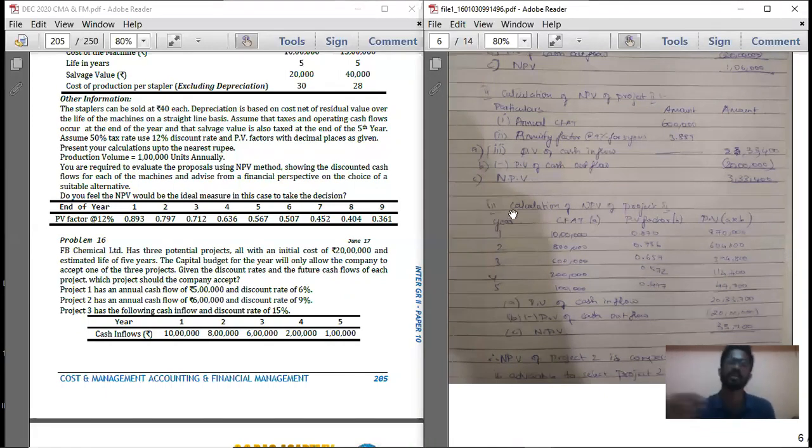So below that, statement number 3: Calculation of NPV of project 3.